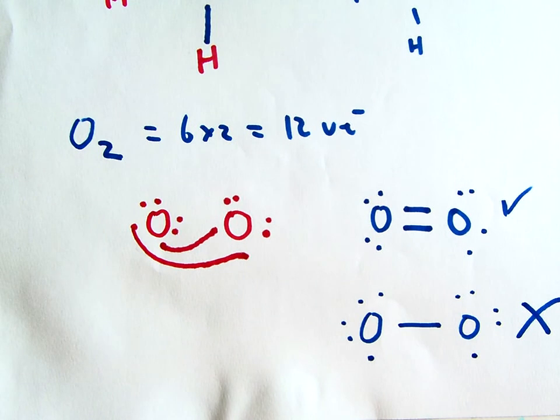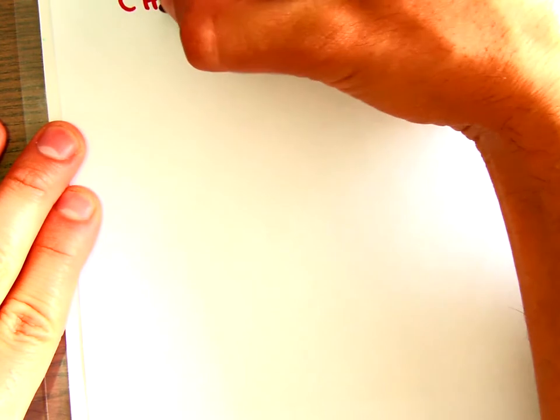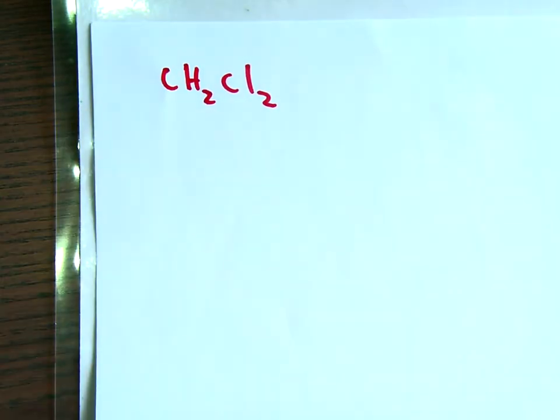All right, let's go ahead and look at another one here. This will be the last one. Slightly more complex, but still not too difficult. So here we're going to have carbon, a CH2Cl2 compound. Okay, so first we have, again, find the total number of valence electrons.